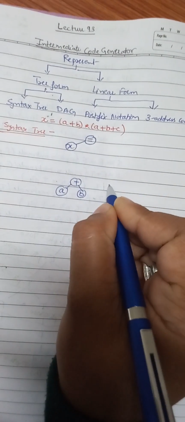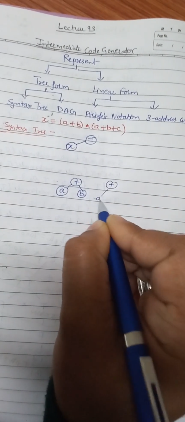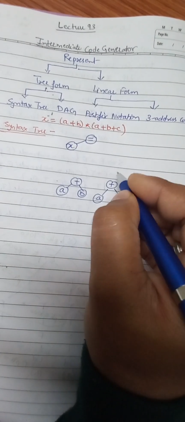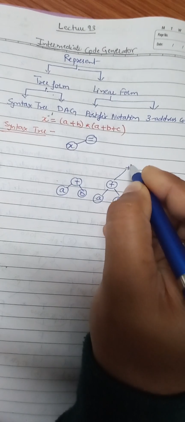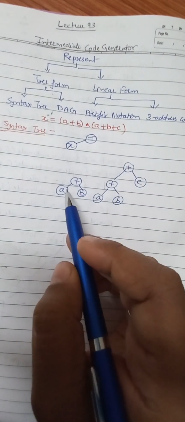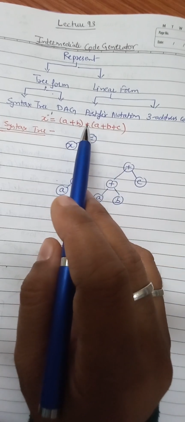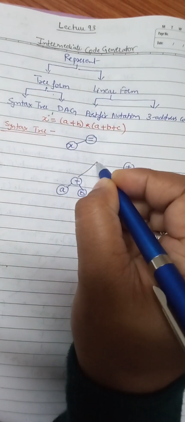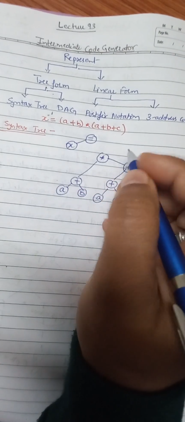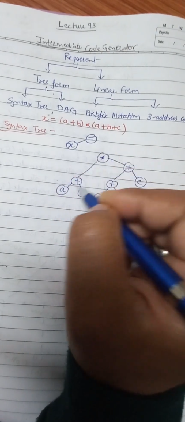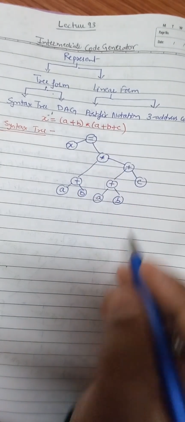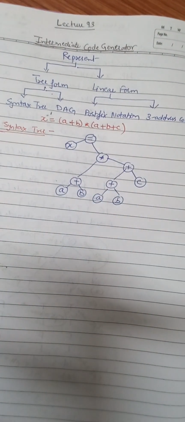So we'll make another one, a plus b and plus c. So a plus b plus c, a plus b. Now what we have to do? We have to multiply it. So we will take it like this, and x is equal to a plus b multiplication a plus b plus c. So we will make it like this.